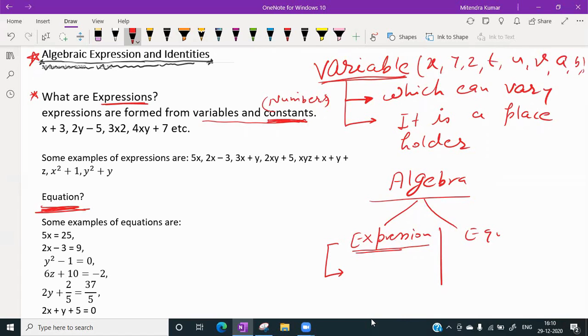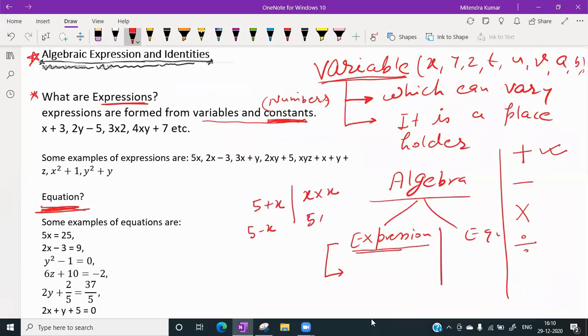So combination means what? Mathematics में आपने क्या पढ़ा? Subtraction पढ़ा, multiplication and division. So it can be addition of numbers and variable. It can be 5 plus x, or maybe x into x, or maybe 5 minus x, or maybe 5 into x, है ना? Or maybe division by x, or maybe x divided by y, है ना? All combinations are possible, number to variable, variable to number.